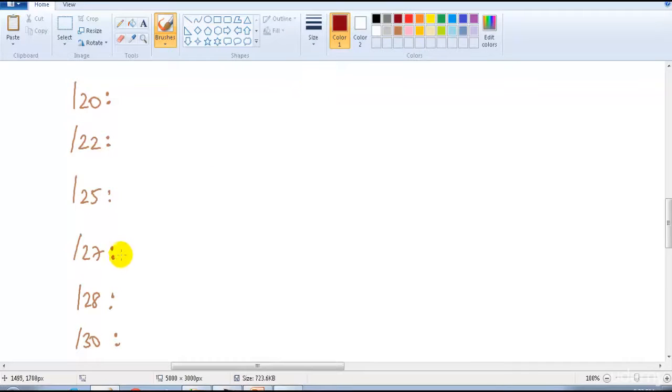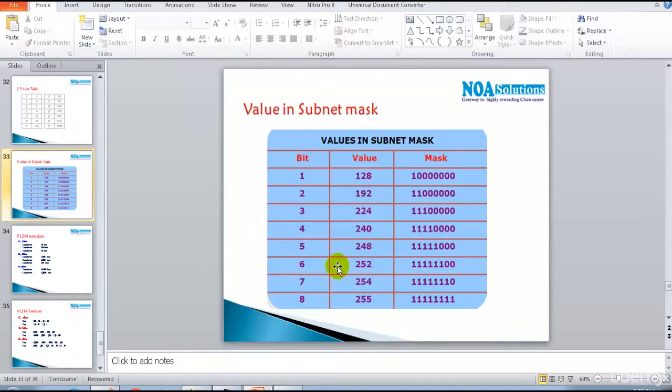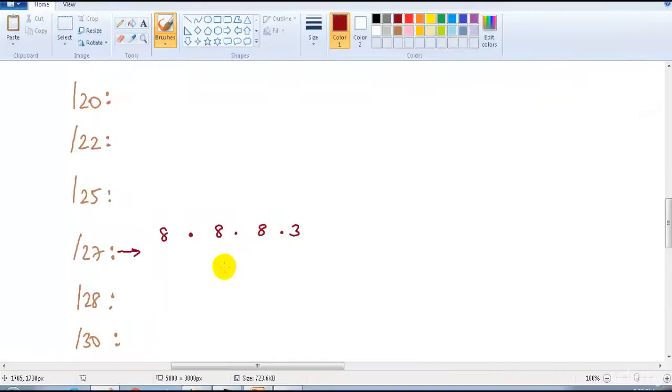When you're writing any number, we can write only 8 bits in one portion. We cannot write more than 8. Because there are 8 bits in one portion, it will be 8 plus 8 plus 8, 24, 24 plus 3, 27. Now again you have to remember these values here. If you add 8 bits, 8 bits, 8 bits and 3 bits, 3 bits is 224. So 255.255.255.224 will be the subnet mask.